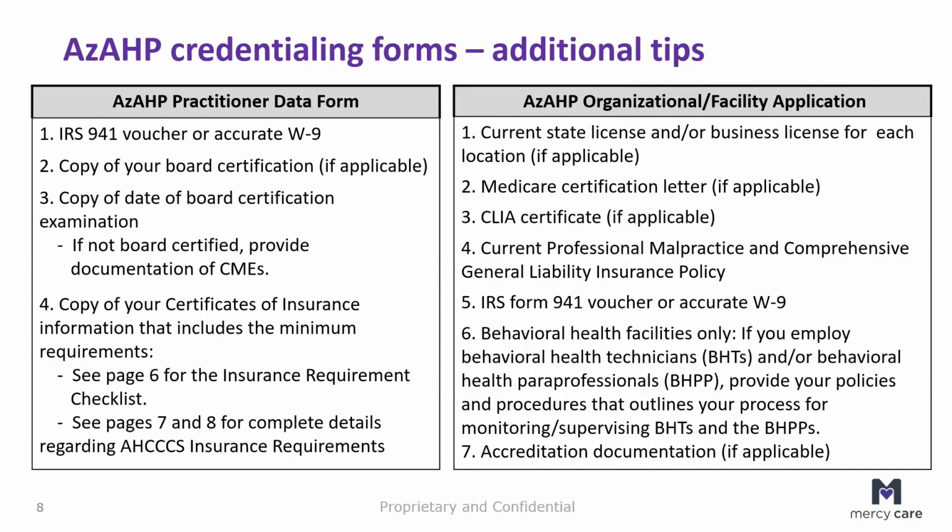For the AzAHP organizational facility application, we want you to include the current state license and/or business license for each location if applicable, the Medicare certification letter, the CLIA certificate, the current professional malpractice and comprehensive general liability insurance policy, the IRS Form 941 voucher or accurate W-9, and for behavioral health facilities, only if you employ behavioral health technicians, BHTs, and/or behavioral health paraprofessionals, BHPPs, provide your policies and procedures that outline your process for monitoring and supervising BHTs and BHPPs. Accreditation and documentation as well, if applicable.